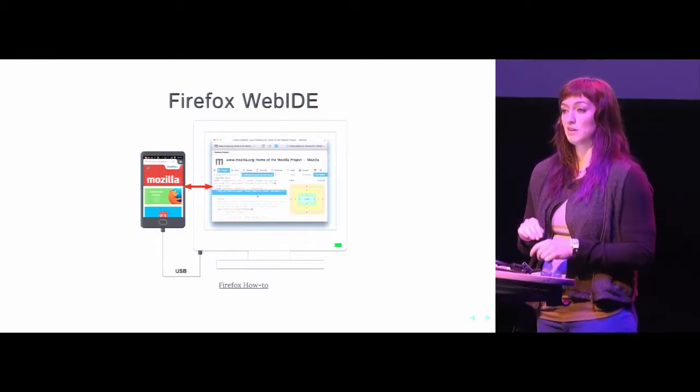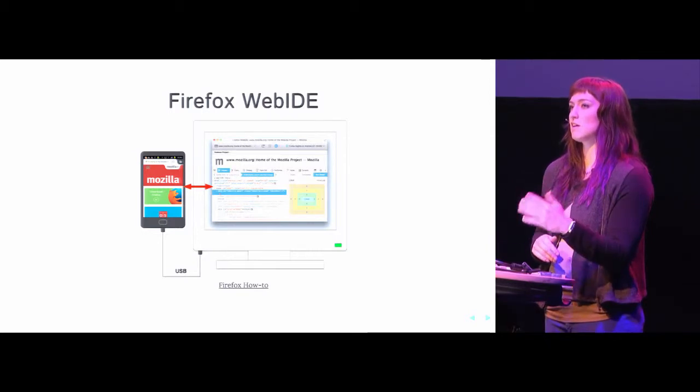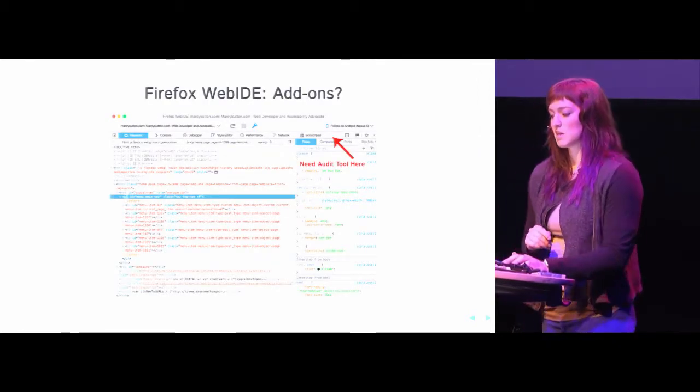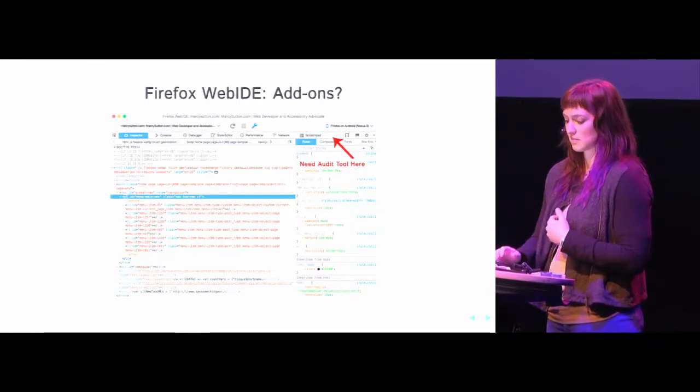So what we really want is that Axe tool to run in WebIDE, so we can actually evaluate against a mobile device. So here's an image of WebIDE of where we would want that audit tool to go, and that way you're actually running the audit against the device.